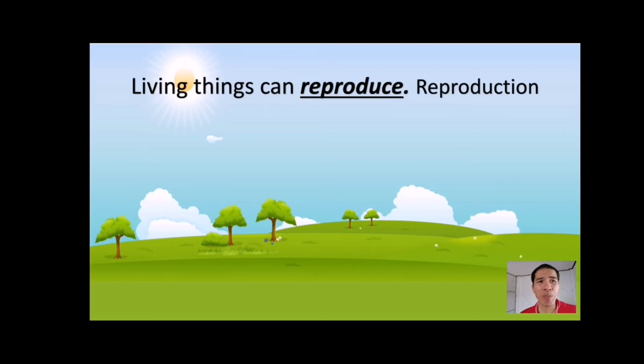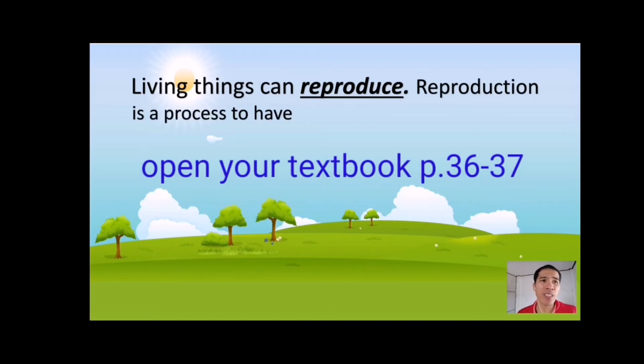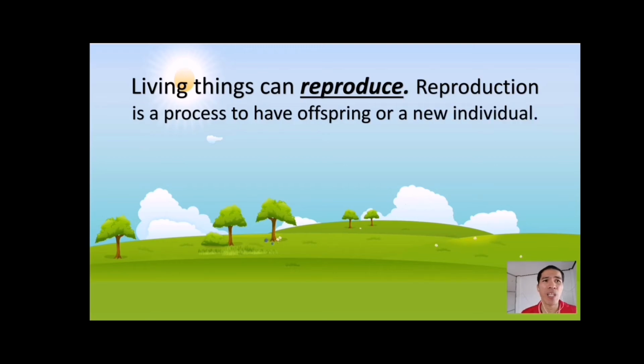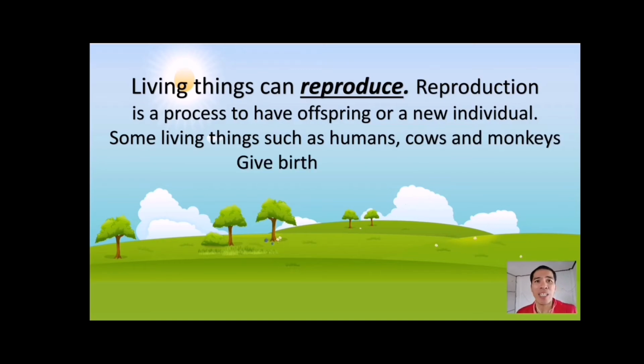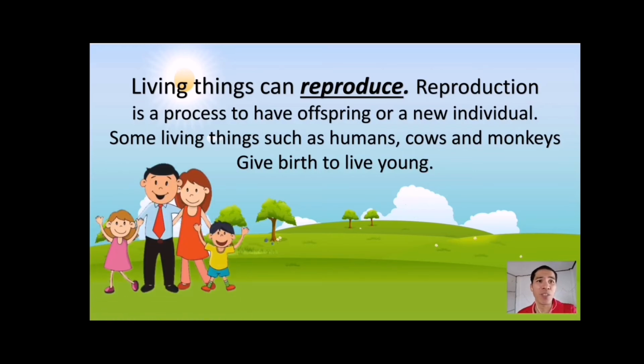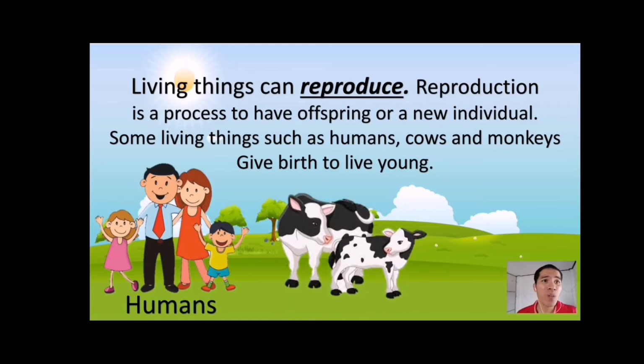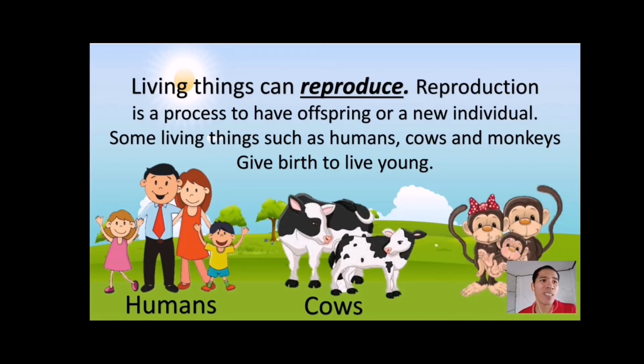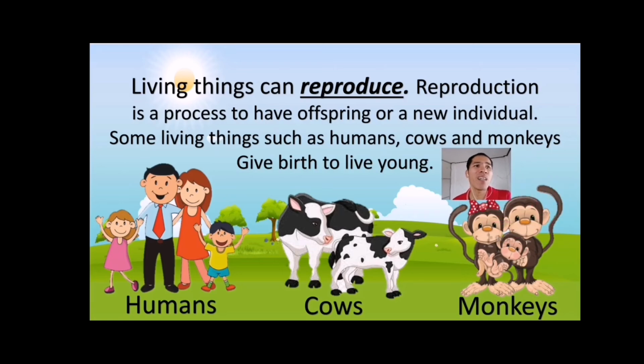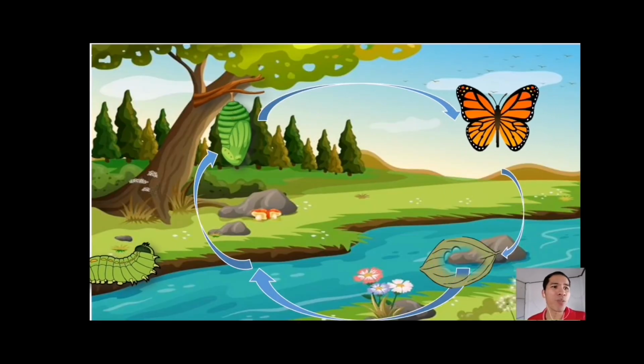Living things can reproduce. What is reproduction? Reproduction is a process to have offspring or new individuals. Some living things, such as humans, like us, cows, and monkeys, reproduce by giving birth to live young. Okay?